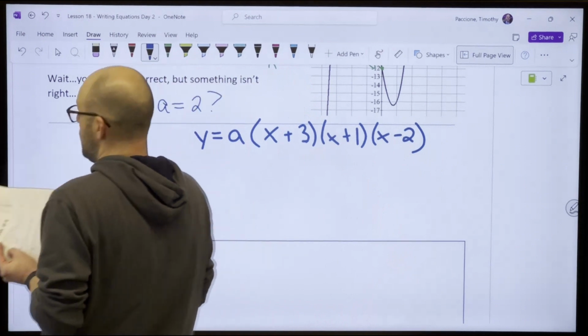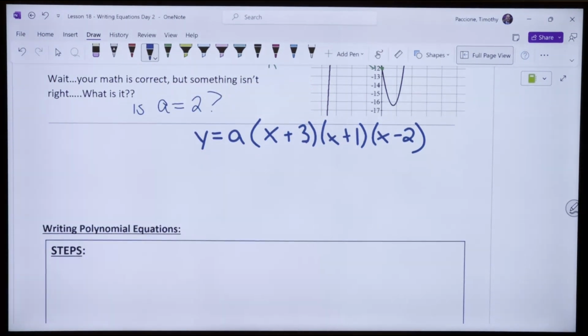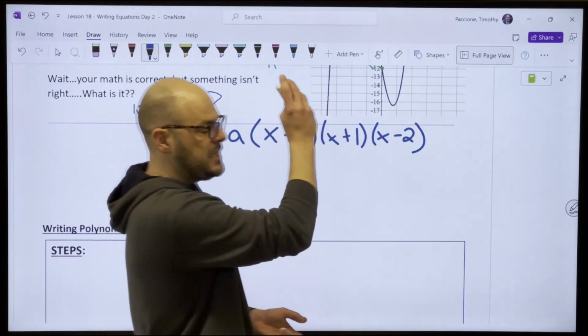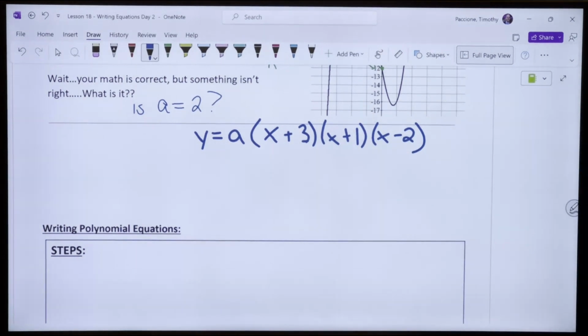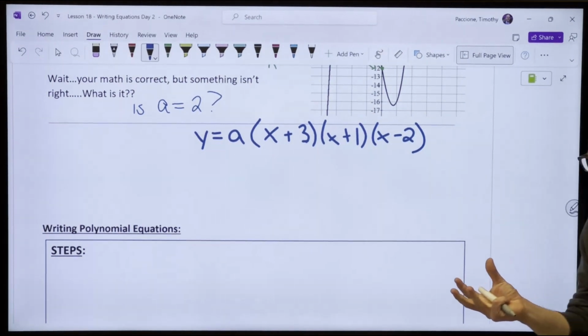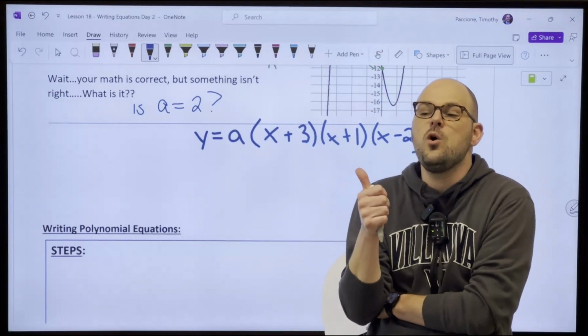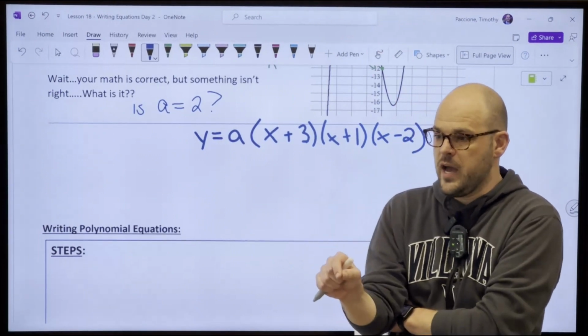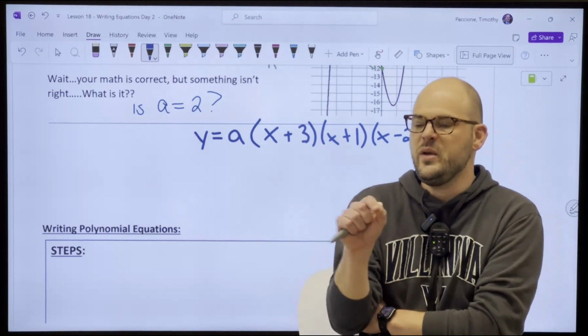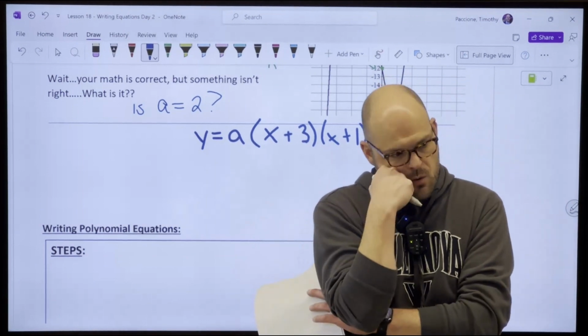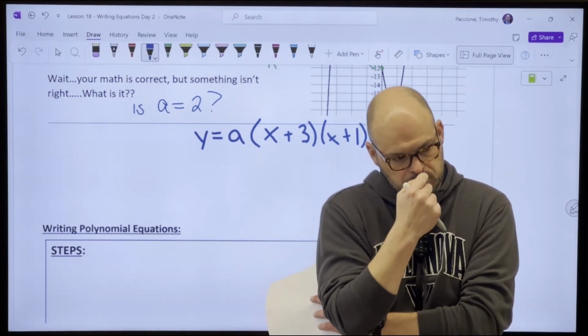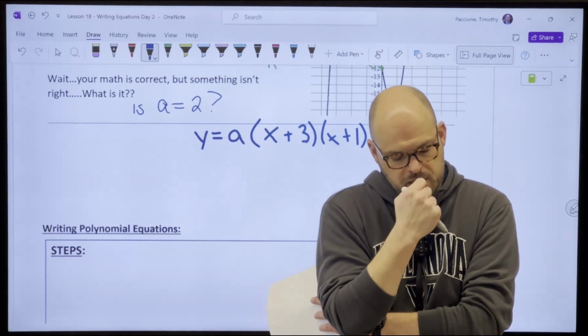Okay, so we can't find a in this situation because there's a pesky y and x in there, right? And when you have 3 letters in an equation, you can't solve for one of those letters. So if only we had something we could put in for x and put in for y, then we could solve for a, and then we'd know our a. We already have a thing to put in. What is our x and y we can put in?